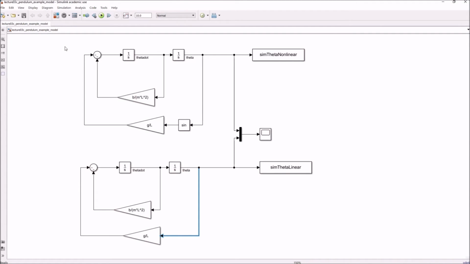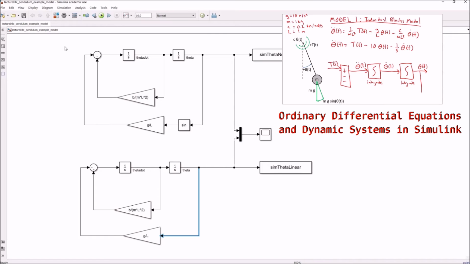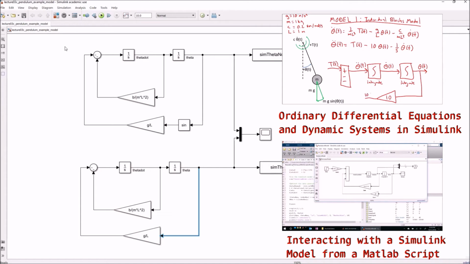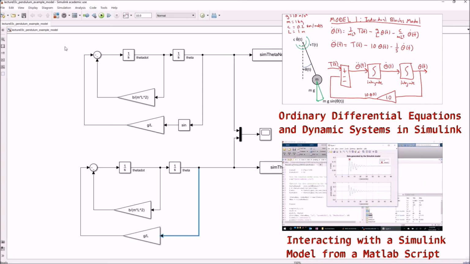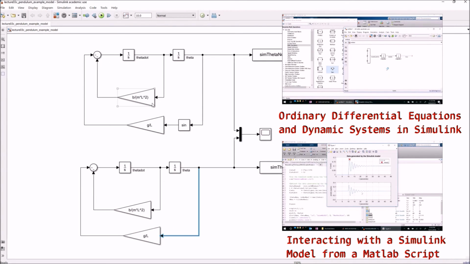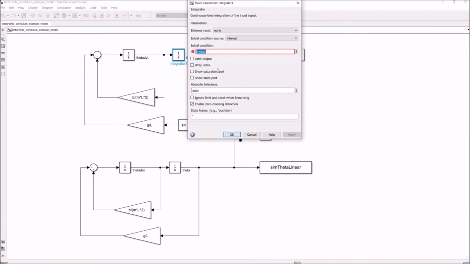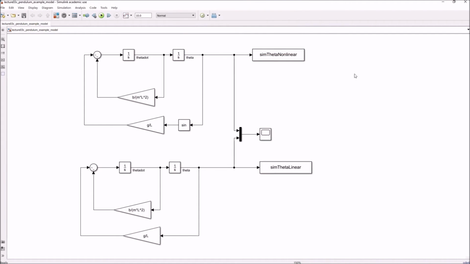If you would like a refresher on how to use Simulink to solve ordinary differential equations, please feel free to check out this video here where we talk about it extensively. In fact, we have a sister video to that which also talks about how to interact with a Simulink model like this through a MATLAB script. That's exactly what I would like to do next. I would like to define all of these parameters like M, G, L, as well as the initial condition here, which is the initial deflection angle of both of these models. So let's do that in a MATLAB script.